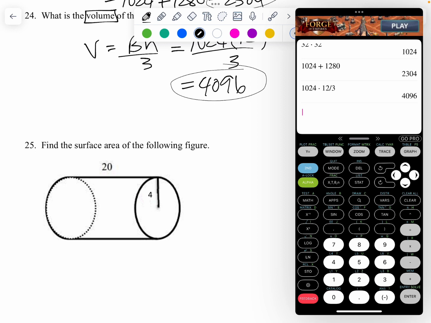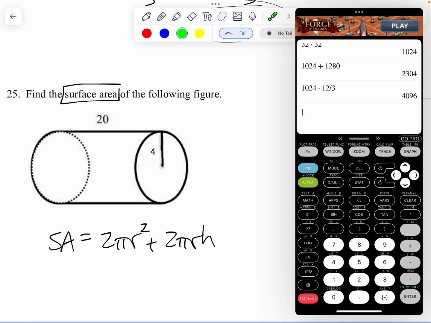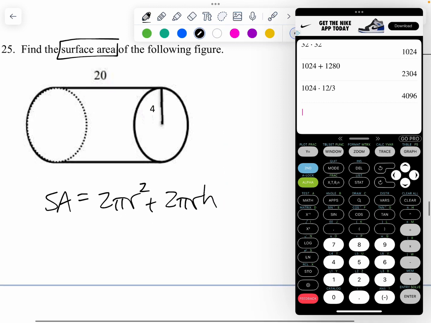You have a formula for surface area of a cylinder, and it looks like this. 2 pi r squared, 2 pi rh. You got to make sure that you are using the 4 for the radius. Okay? Be very careful. The 20 is the height. So we're going to plug all those in, and we're going to combine our like terms. Plugging in 4 for the radius, the height is 20.